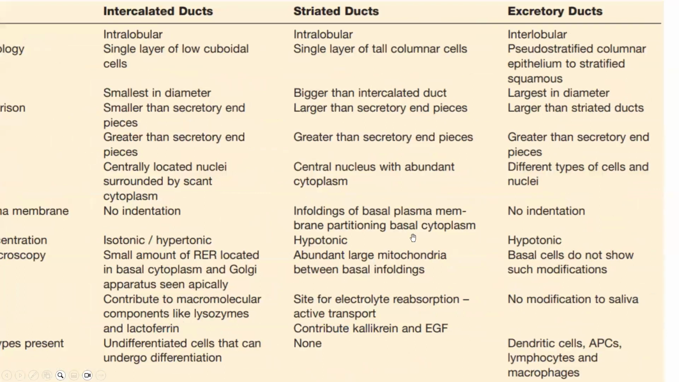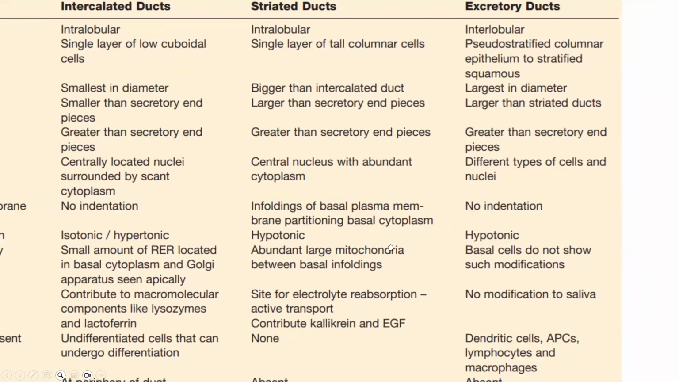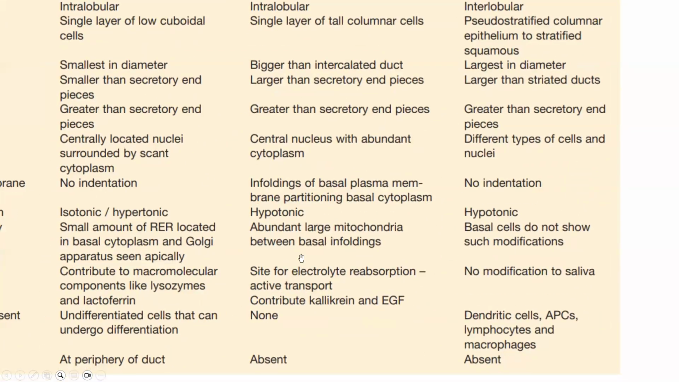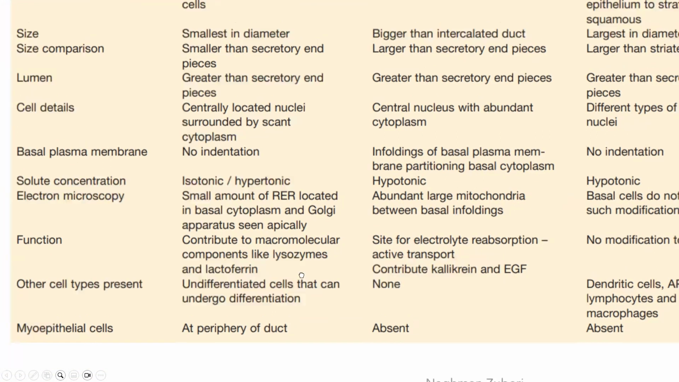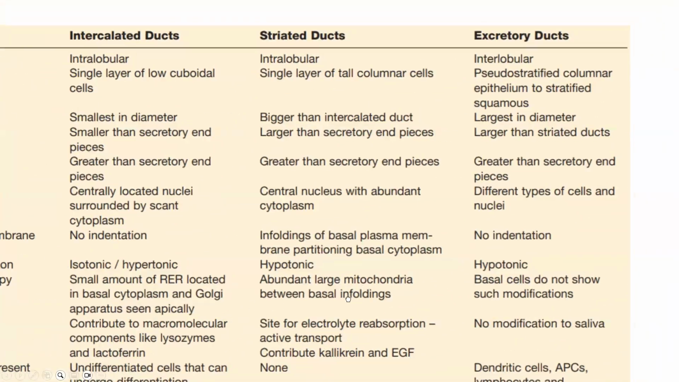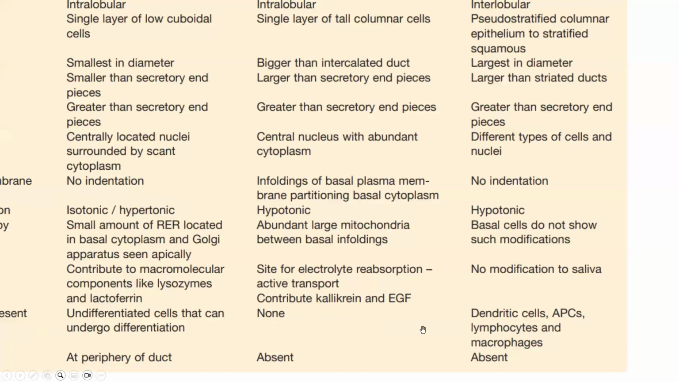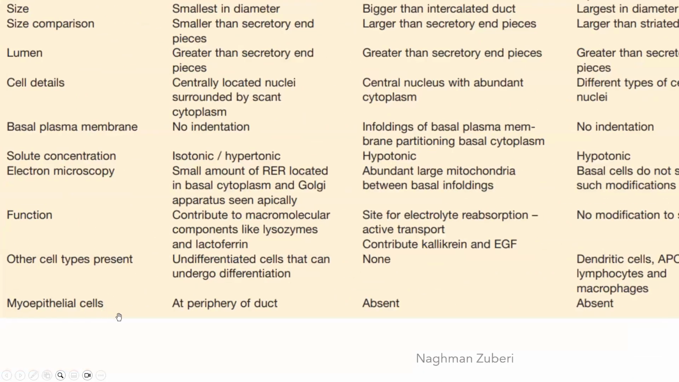Then comes the excretory duct: no modification occurs. Other cell types present: undifferentiated cells that can undergo differentiation. This is the site for the stem cells: intercalated. Then striated: none. And dendritic cells, APCs, lymphocytes and macrophages are present in the excretory one. Myoepithelial cells are present at the periphery of the intercalated duct, and they are absent in the rest of the two ducts.